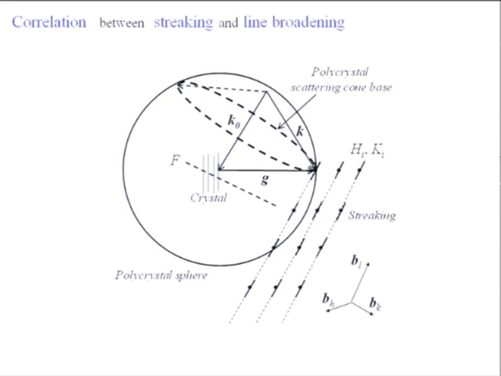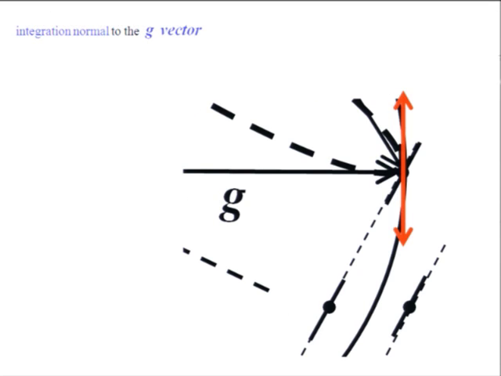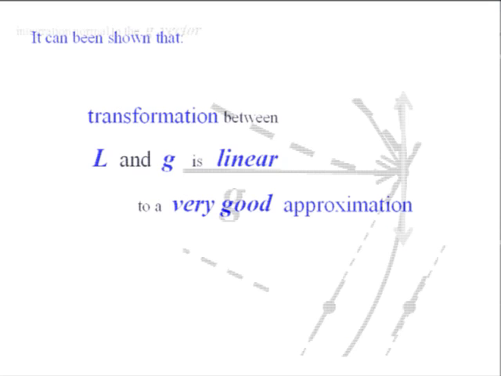Now, the integration can be somehow visualized in this graph. This is the incoming beam direction. These are the reflecting planes. This is the fold plane. This is the streaking in the triclinic system. And the line profile is obtained if we integrate around the fundamental reciprocal lattice point in the direction perpendicular to the G vector, somehow in this direction. If I blow up that part, the integration in this direction.